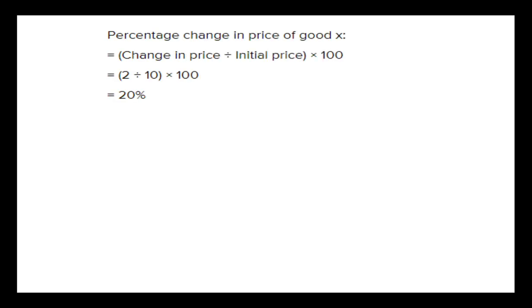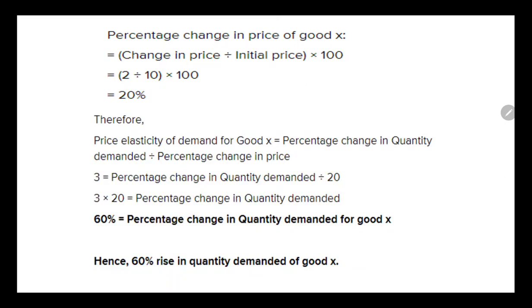Now, the percentage change in the price of good X. What is the percentage change? It is also already given to you: the change is 2%, and the initial price is 10. So you got to know that it is a 20% change. Therefore, the price elasticity for good X is equal to the percentage change in the quantity demanded divided by the percentage change in the price. The price elasticity for good X we have already calculated as 3, and we have already calculated 20%. So we got to know the percentage change in the quantity demanded. It is nothing but 60%. So a 60% rise in the quantity demanded for good X.